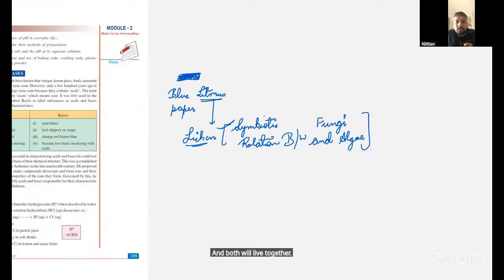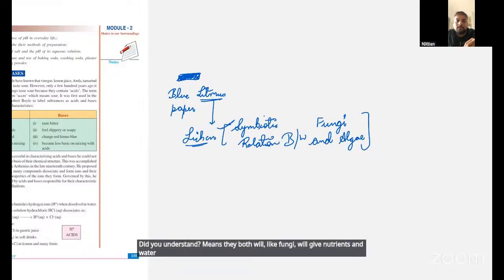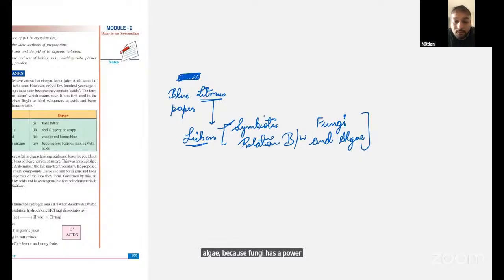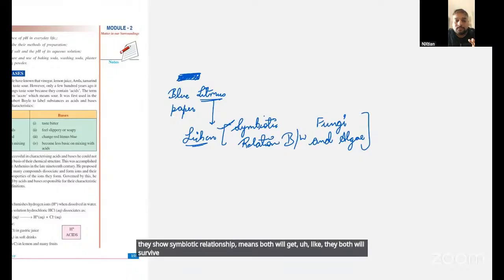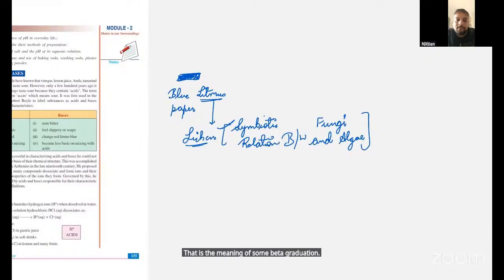Did you understand? Fungi will give nutrients and water to the algae, because fungi has a power to absorb water from the surroundings. Algae in return will prepare food through photosynthesis for the fungi. Hence they show a symbiotic relationship, meaning they both survive on each other. This is the meaning of symbiotic relationship. And when you extract the lichen, you make litmus paper.